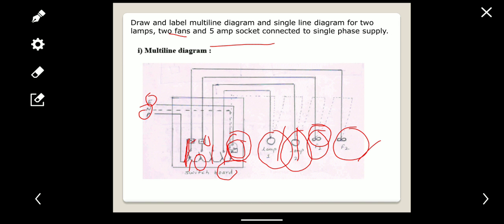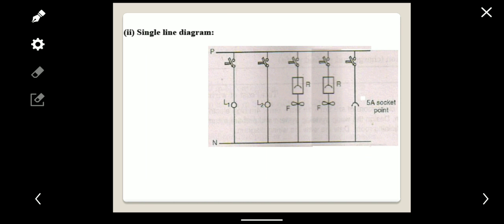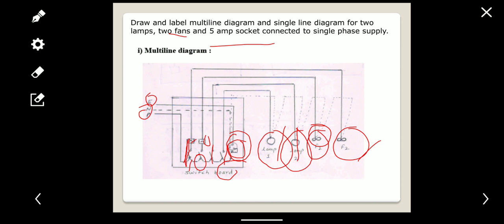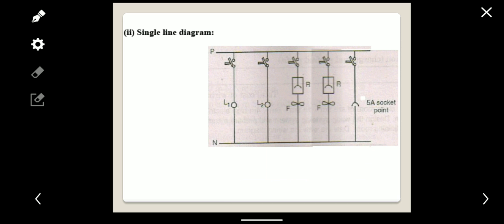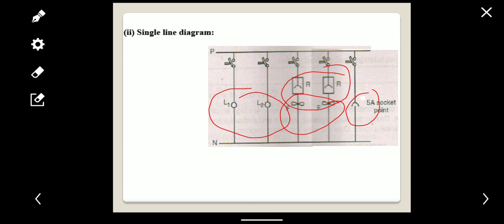So this is our wiring diagram. And this is also the single line diagram. Now again in this numerical, 2 lamps are there. So these are 2 lamps, 2 fans, and for the 2 fans 2 regulators are used, and one 5 ampere socket. So all the symbols are placed in this.